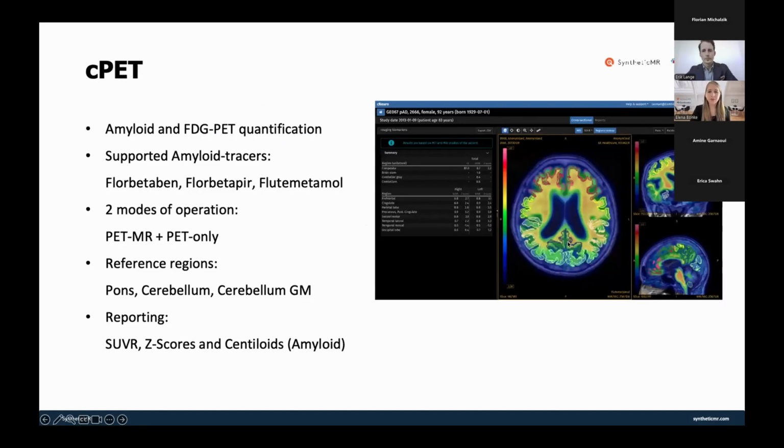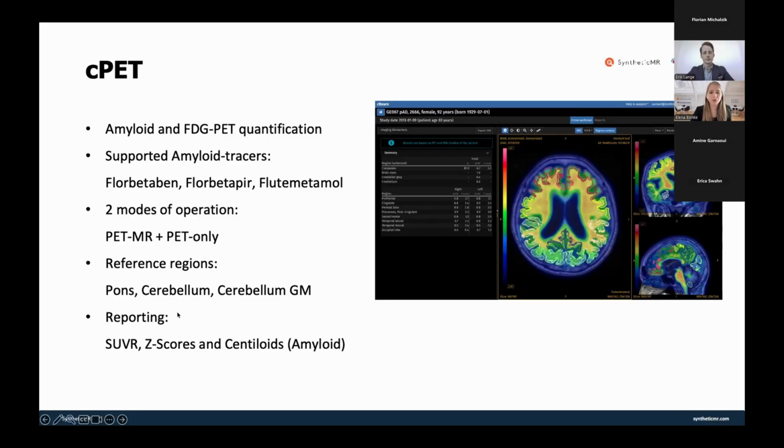Then a few words about cPET. As I said, one of our nuclear medicine products that can help with automated amyloid and FDG PET quantification. It can support different tracers like florbetaben, florbetapir, and flutemetamol. We can process both PET-MR images, so when we have the real MRI of the patient available, as well as PET-CT images. There we are then taking an MR template from us to combine it with the PET image. And it has been proved to work very well also to use the PET-CT images.